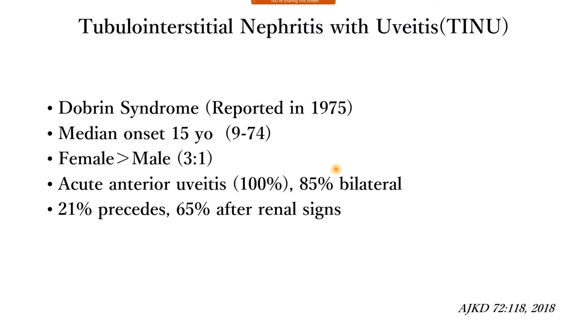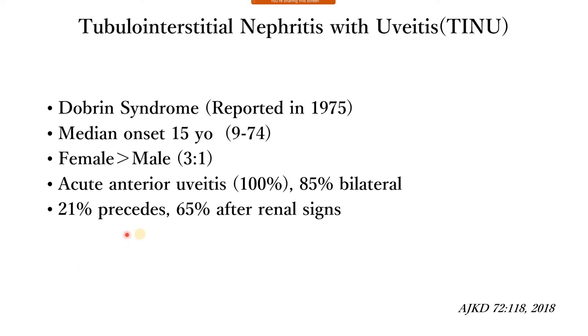Next, TIN, tubular interstitial nephritis with uveitis. This entity is also called Dobrin syndrome because Dr. Dobrin reported this entity in 1975. The median age of onset is about 15 years old, which is a kind of pediatric entity. The female-male ratio is about 3:1, and 100% of cases have acute anterior uveitis, and 80% of cases are bilateral. And this is very important.